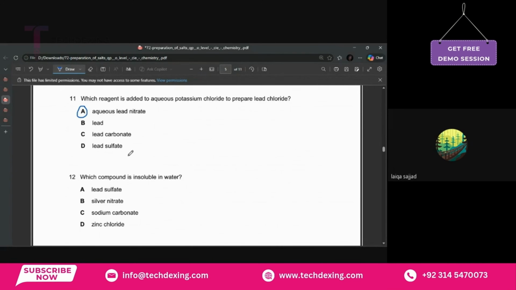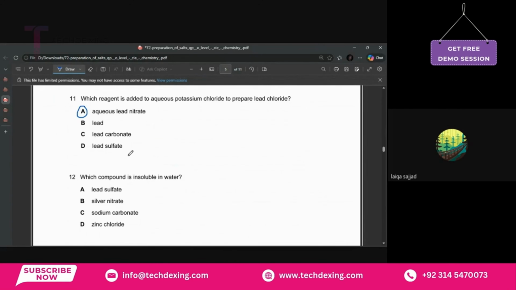Which compound is insoluble in water? Lead sulfate, silver nitrate, sodium carbonate, or zinc chloride? Which of them is insoluble in water? Lead sulfate. Yes, it's lead sulfate. Very good.